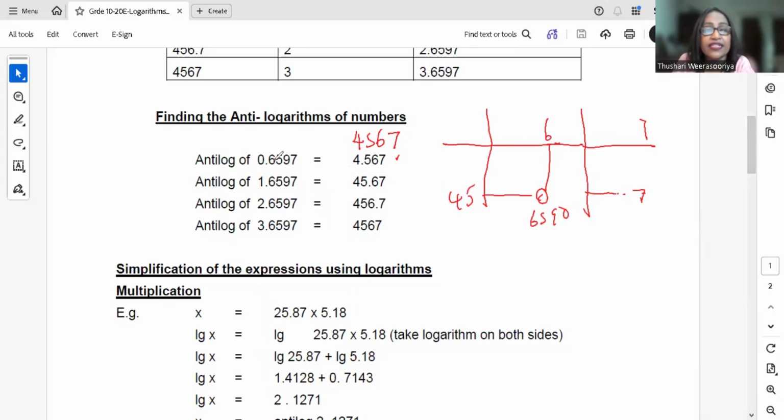Now the characteristic value: if there is no change, that is 0. 0 is no change. That is 4.567. Then the characteristic value is 1. Then the decimal place goes there. If it is 0, it's here. If it is 1, it goes here. If it is 2, the characteristic value is 2. Then, 0 here, 1 here, then 2 is here. The characteristic value is 3: 0, 1, 2, 3. The decimal place goes here. That's how you find the anti-log value of a number.